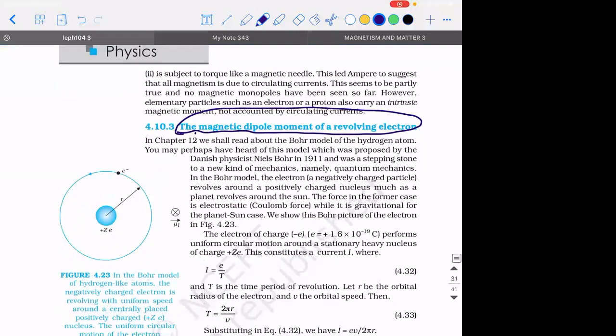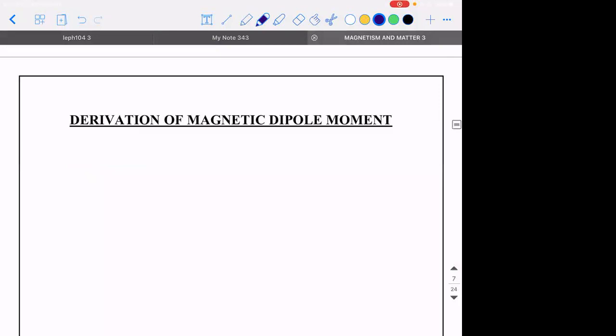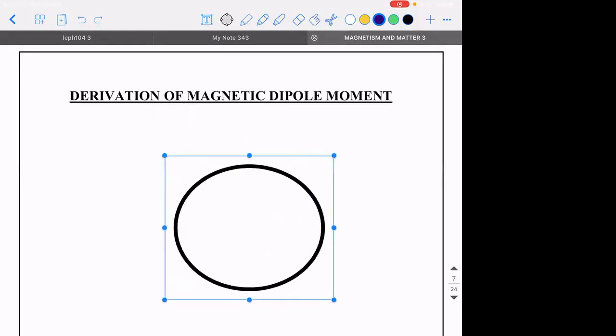In chapter 12, we shall read about the Bohr model of hydrogen atom. You would have already learned it in your atomic structure in chemistry. So you would have heard about Niels Bohr's atomic model, proposed in 1911, in which the electrons revolve around the nucleus in a circular orbit. Having all those points in mind, let me take certain considerations and you guys think and tell me. Don't be in a hurry to answer.